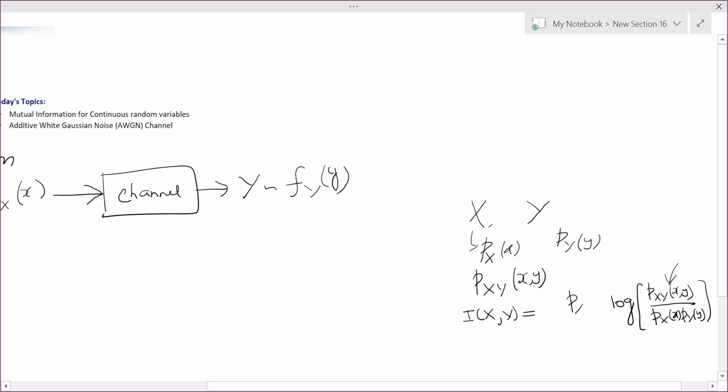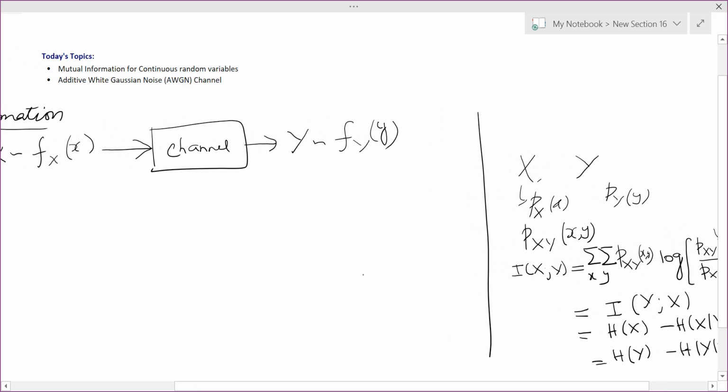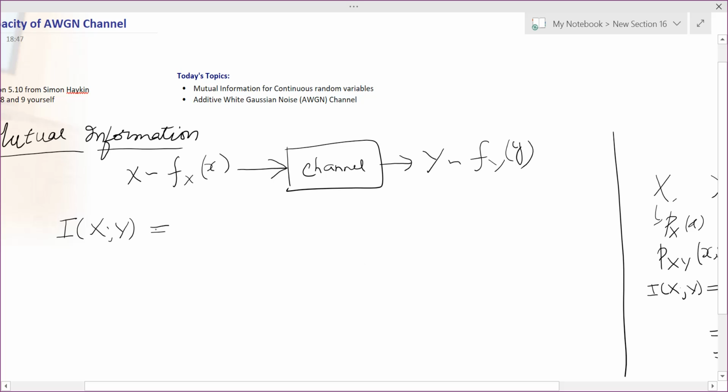You average over all the possible values of x and y, so you take expectation with respect to the joint PMF and then sum it over x and y. This tells you about the information y contains about x and x contains about y. It is symmetric, you can clearly see, so it is the same as I of yx. We have also proved that it is equal to h of x minus h of x conditioned on y, same as h of y minus h of y given x. This we have done. Now for the continuous case, what will we do? We will replace this summation with an integral. Very simple.